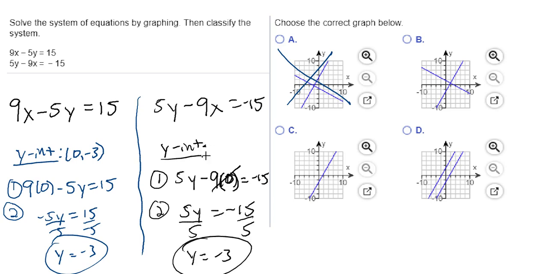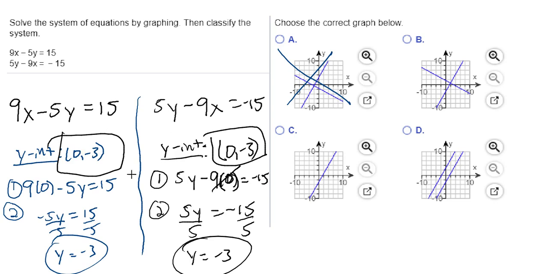Well, that's interesting. We get the same y-intercept. Now you might think, well, this doesn't help us eliminate any further things because it's the same point again. So how can we eliminate more choices if we're getting the same point twice? But it does, because this tells me that both equations have to have the y-intercept at (0, -3). Both of my lines have to be crossing through this point.